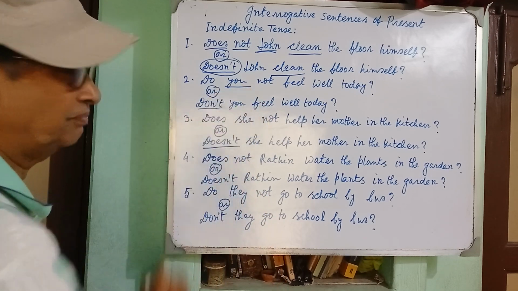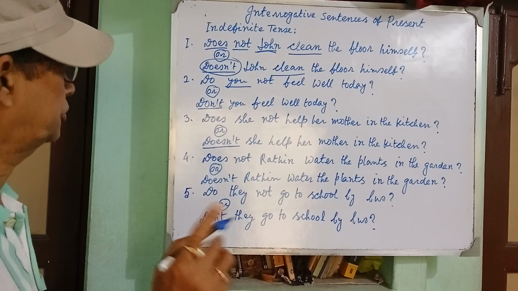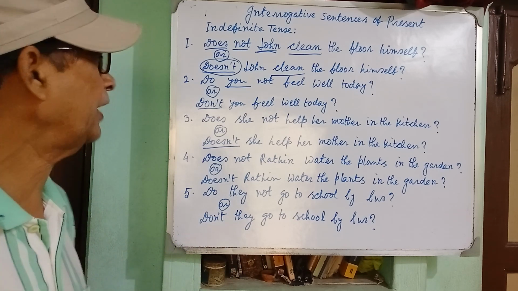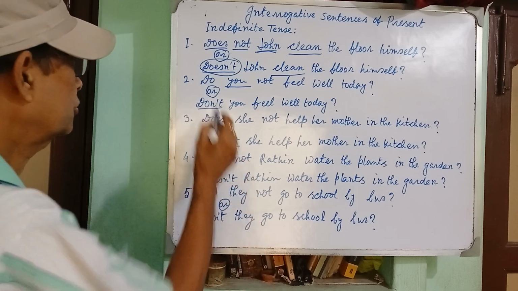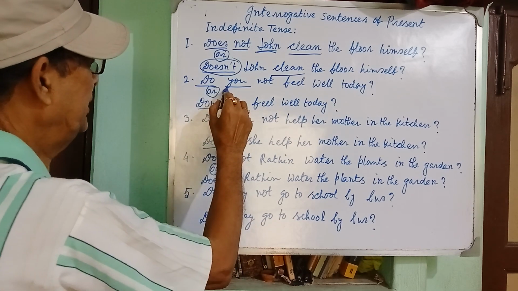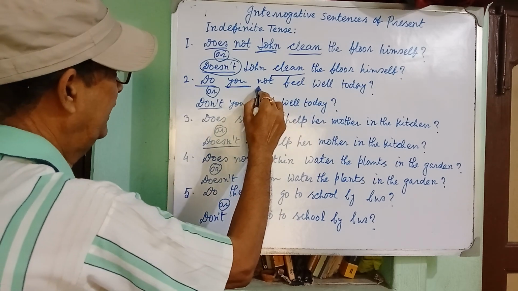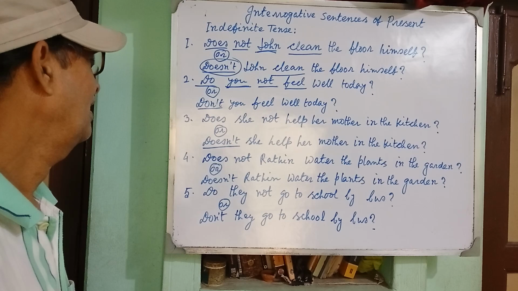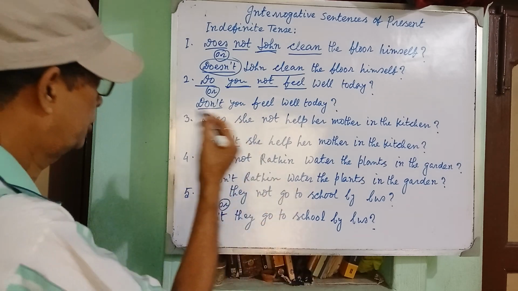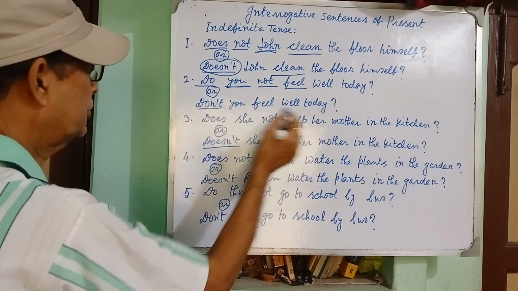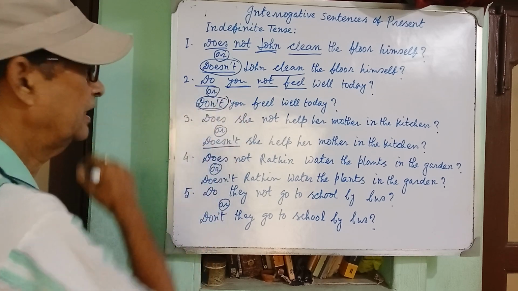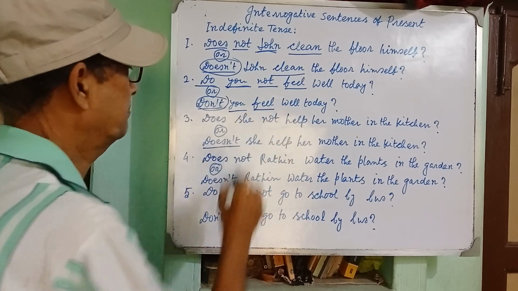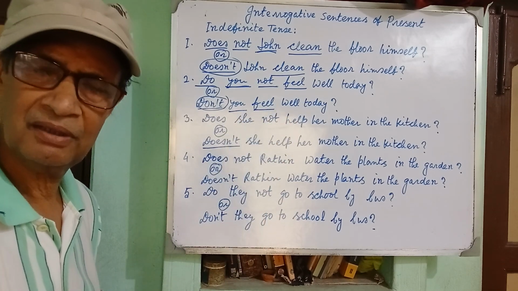Now my second example. You is a pronoun. You know. Do you not feel well today? So, do is the auxiliary verb. You is the subject, that is a pronoun. Then the negative form, then the principal verb. Clear? And if you use the short form, don't you feel well today, you see that don't is the short form, you is the subject and feel is the principal verb. Clear?